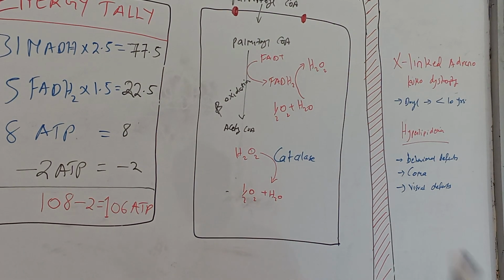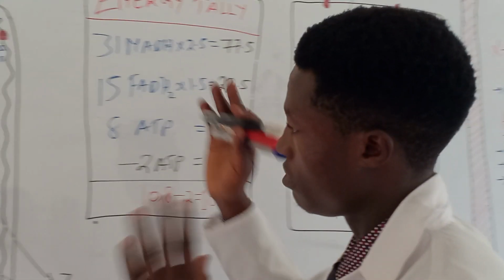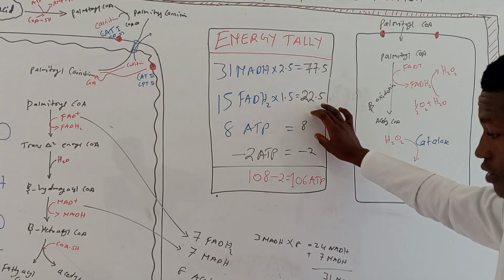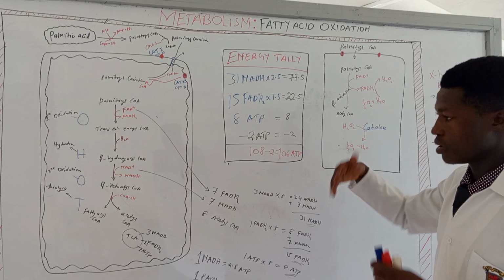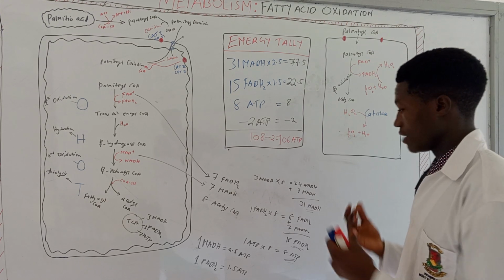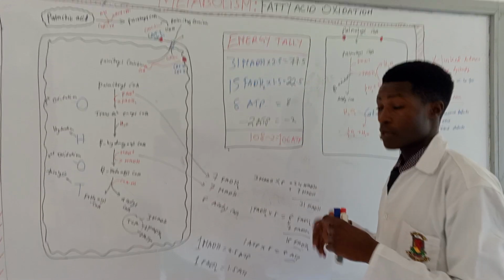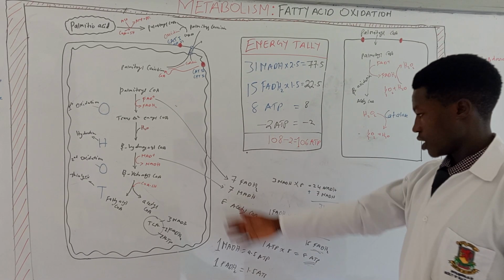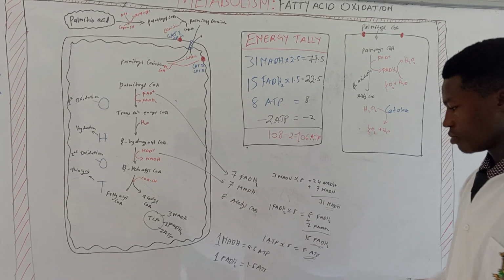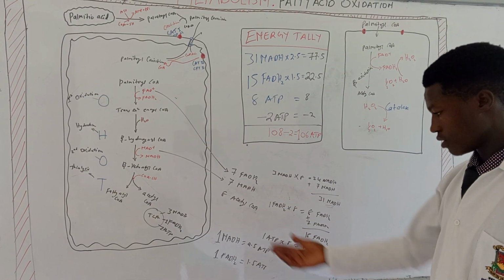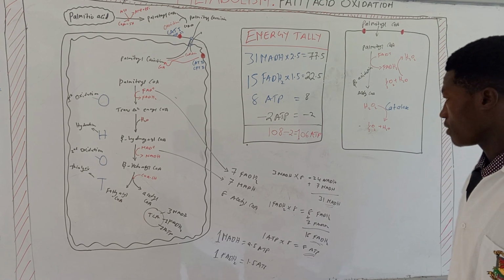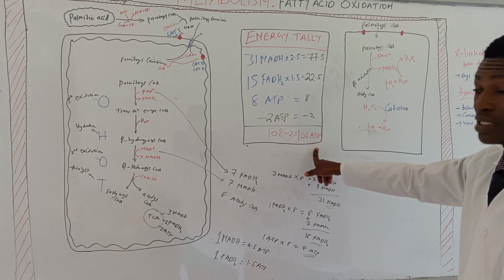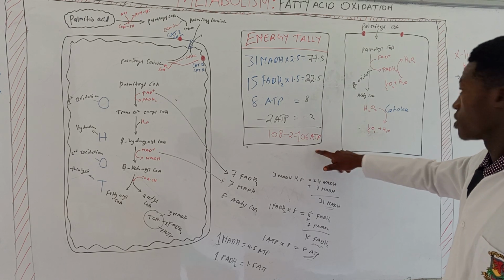So that is all about the video. We have done the breakdown for the beta oxidation and the energy tally, and this is very crucial. You must know the amount of NADH and FADH2 you are going to produce from the oxidation of a particular fatty acid. Then you calculate: NADH gives 2.5 ATP per molecule, FADH2 gives 1.5. The energy tally for palmitic acid is 106, the net amount of energy produced.